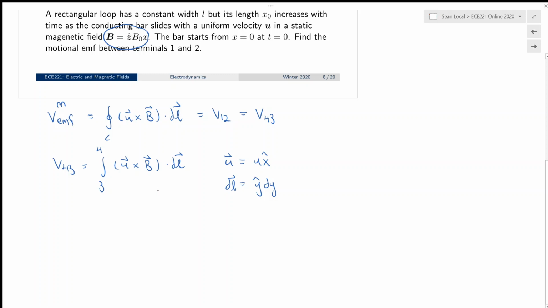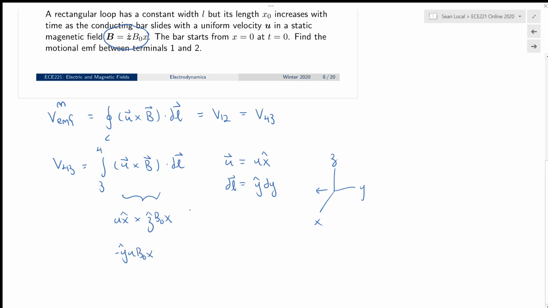So let's evaluate the cross product first. So we have u x hat crossed with this expression for B, which is z hat B naught x. Again, remember, B is a non-uniform function of x. So we have to take this cross product of x hat and z hat. If we think about a right-handed coordinate system, x, y, z, if I cross x and z, that's going to point in the minus y direction. So that's going to lead to something in the minus y direction. Let's write that down: minus y hat u B naught x.